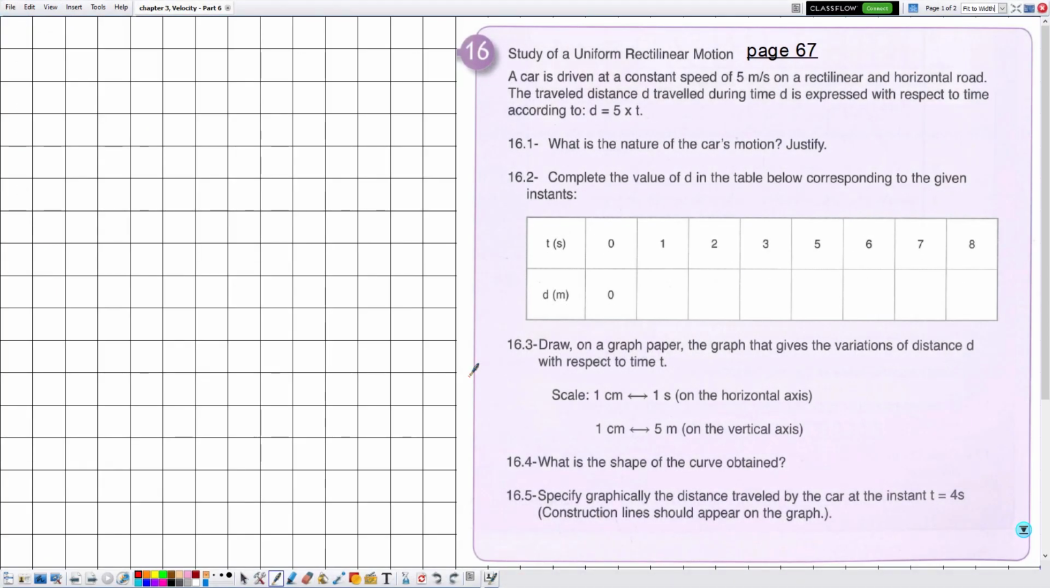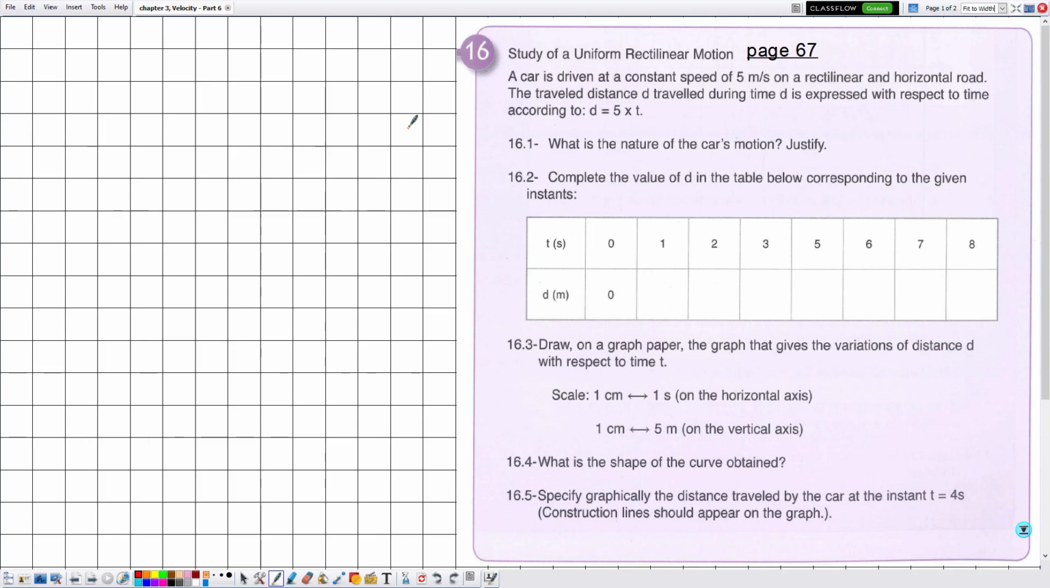Okay, hello everyone. In a new video, we have reached part 6 of chapter 3, which is the chapter of velocity for grade 8 students. In this part we are going to solve some exercises. So exercise number 16, page 67.